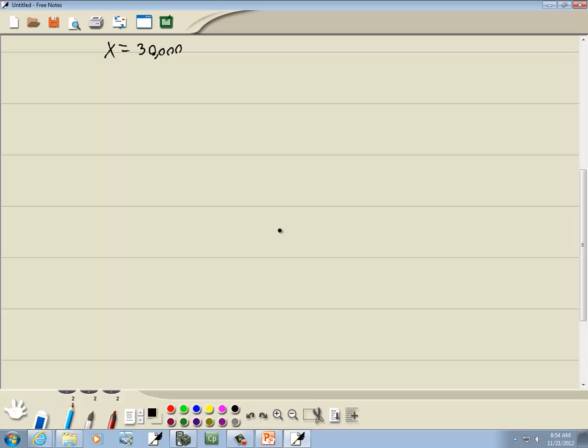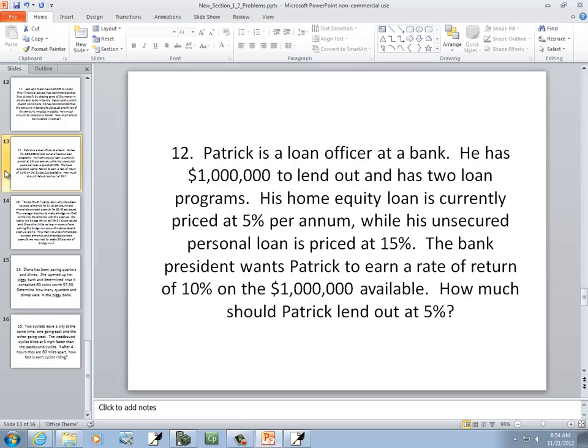Number 12. Patrick is a loan officer at a bank. He has $1 million to lend out and has 2 loan programs. His home equity loan is currently priced at 5% per annum, while his unsecured personal loan is priced at 15%. Bank president wants Patrick to earn a rate of return of 10% on the $1 million available. How much should Patrick lend out at 5%?